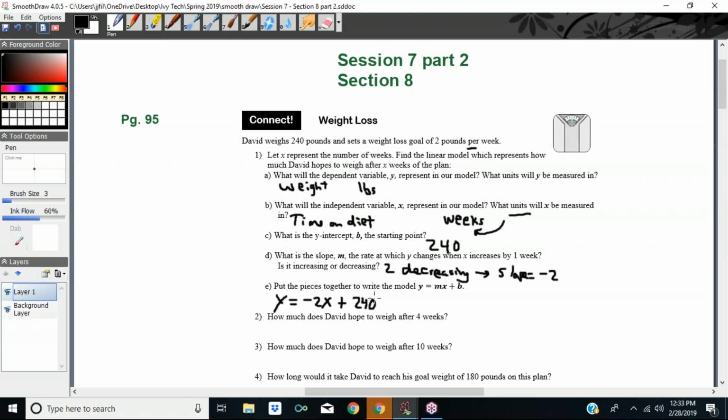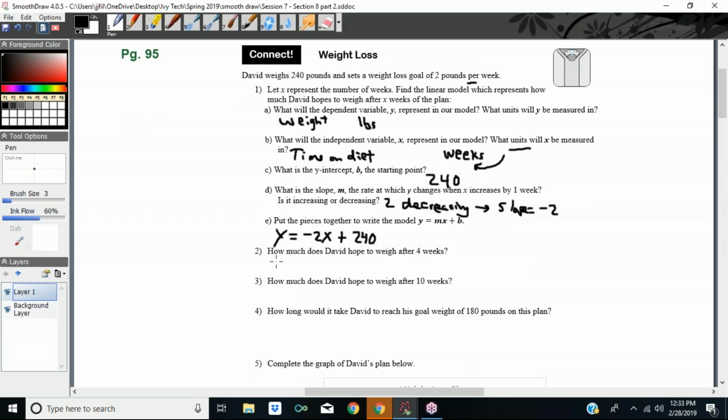So it says, how much does David hope to weigh after 4 weeks? So remember that the x represents the number of weeks, the time on the diet. So let's put that in there, -2 times 4 weeks plus 240. So let's see, -2 times 4 is -8 plus 240, 232 pounds.